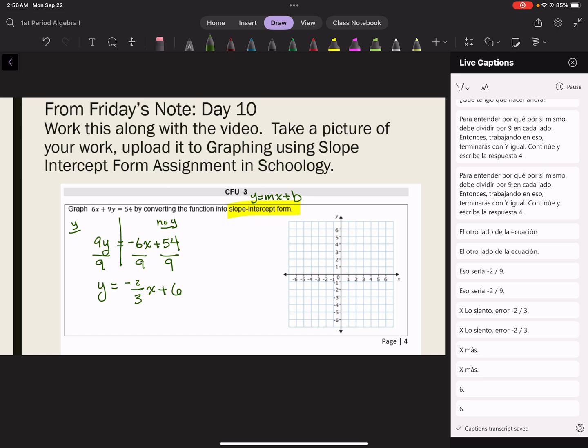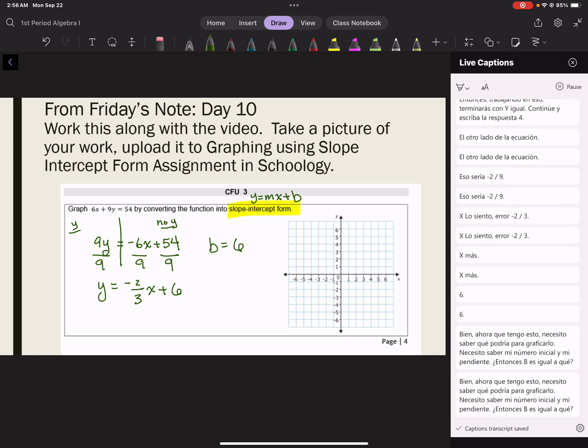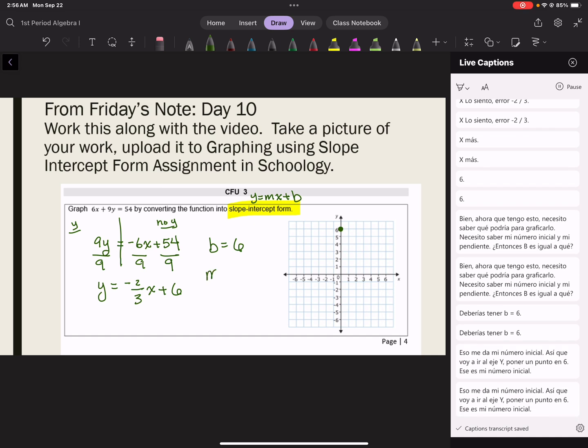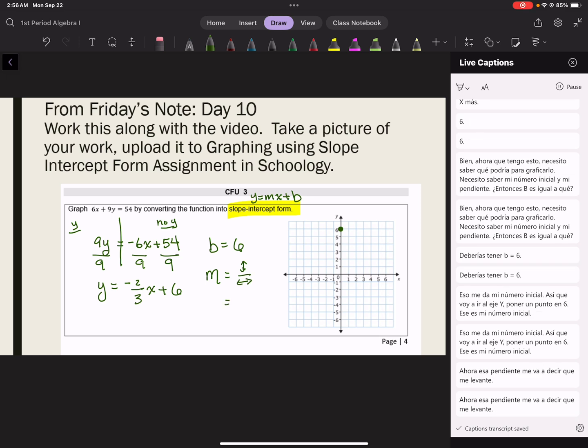Okay, now that I have this, in order to graph it, I need to know my beginning number and my slope. So b equals what? You should have b equals 6. That gives me my beginning number. So you're going to go on the y-axis and put a dot on 6. That's my beginning number. Now, that slope is going to tell me rise over run. In this case, my slope is negative 2 over 3.